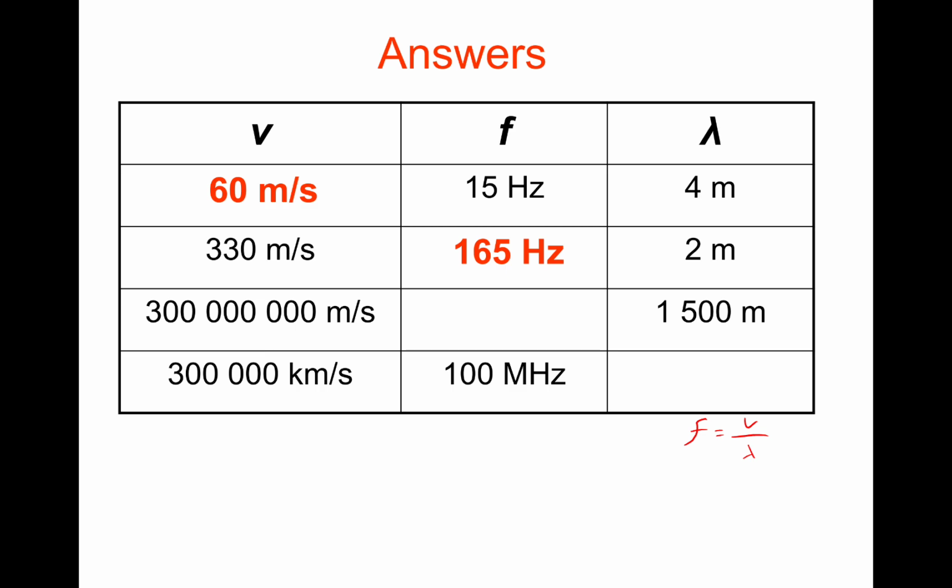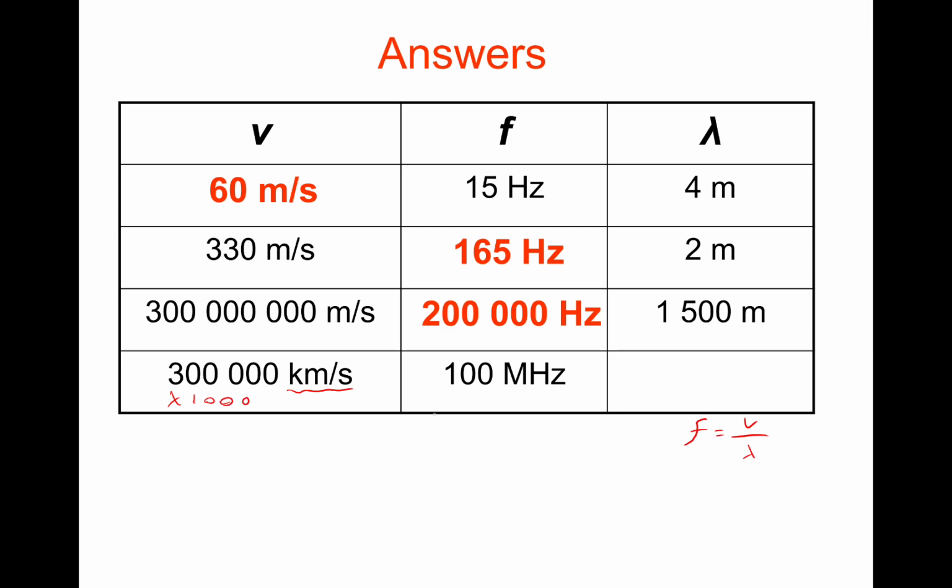So that would be 300 million, which is coincidentally the speed of light, divided by 1,500 meters. So that must be some long wave radio wave. So that's a frequency of 200,000 hertz. And the last one, you've got to be really careful because you've got 300,000, but it's kilometers per second. So you actually need to multiply that by 1,000 to turn it into meters per second.